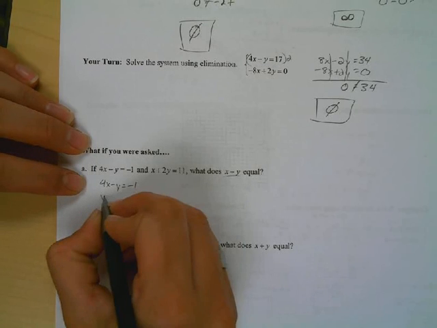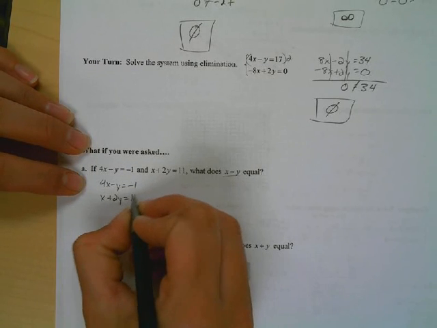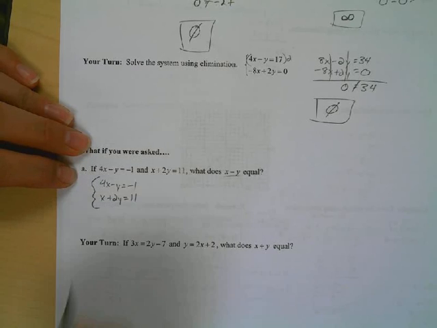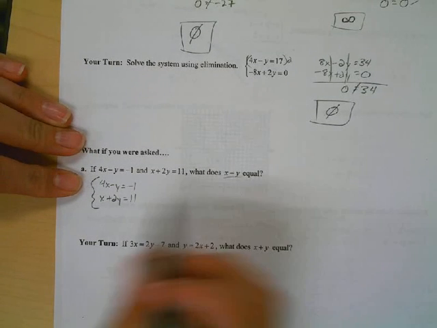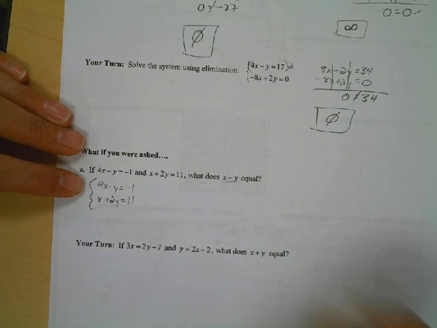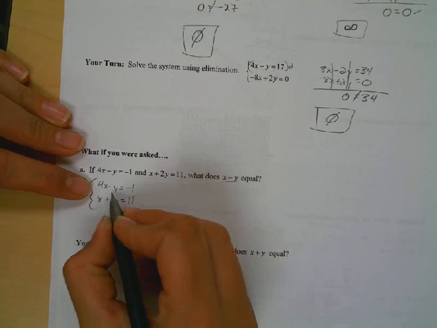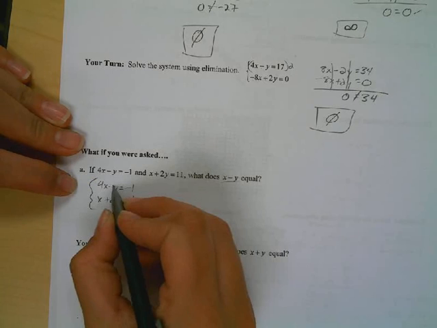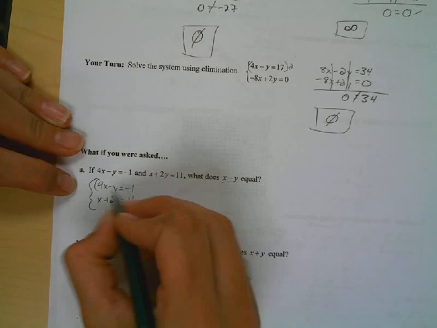Okay, so x plus 2y equals 11. That's just going to be a system. If I can figure out what x and y are, then I can figure out what x minus y is. So let's find x and y. I'm going to set up a system, and I'm going to eliminate the y this time, because I've got a negative and a positive, so this top one just needs a positive 2.